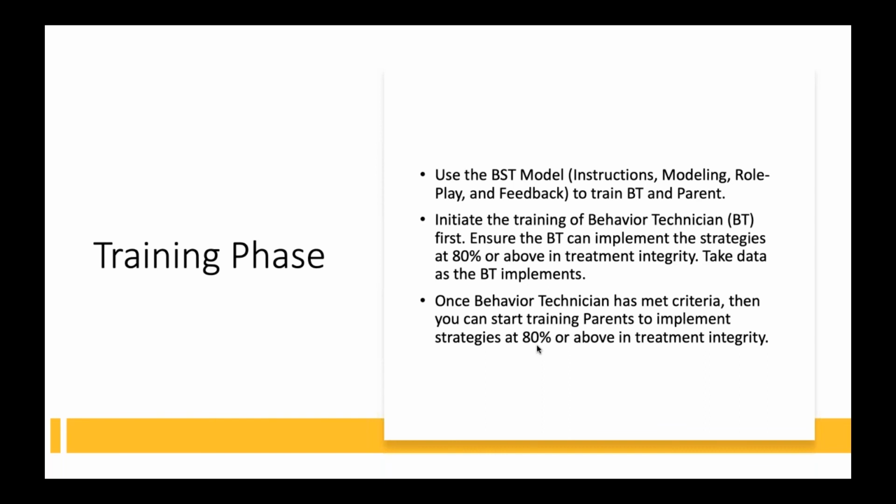Once your behavior technician has met criteria, then you can start training parents to implement strategies. And once again, we put criteria at 80% or above in treatment integrity. And like any systematic way of doing behavior analysis, we put criteria and objectives and benchmarks so that you can always see if you're making progress and getting closer and closer to that objective of being able to transition the client out to maybe another program. So that's more or less for the training phase.